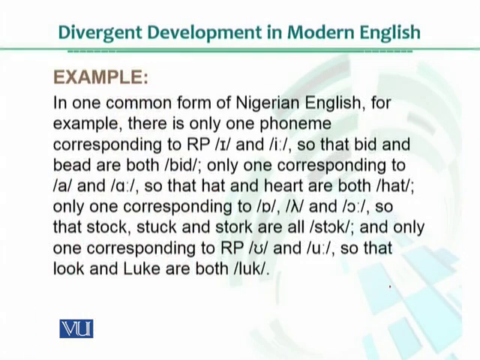Here on the screen, I would show you some examples. In one common form of Nigerian English, for example, there is only one phoneme corresponding for this. RP is the name for the standard British pronunciation. But in standard British pronunciation, there are two sounds, this one and this one, like bid and bead. But in this Nigerian English, you would find only one sound, that is bid, used for both words. So bead would also be pronounced as bid, and bid would also be pronounced as bid.